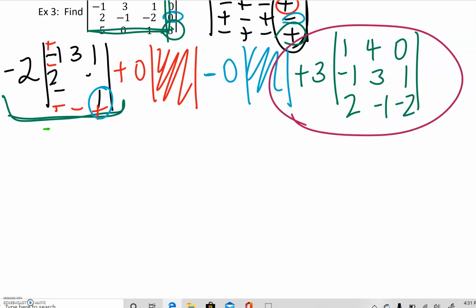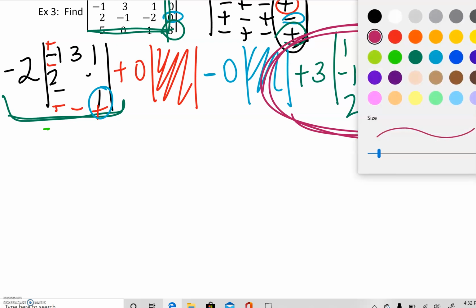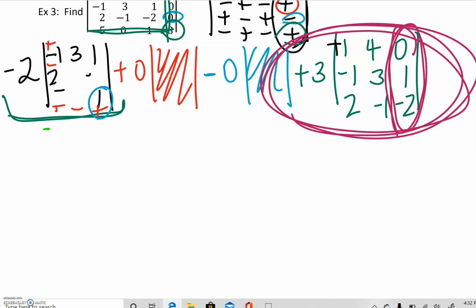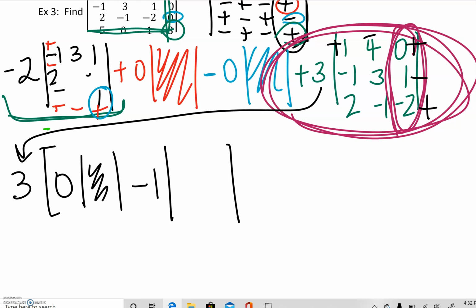All right, now focusing on this one. Choose any row or column. I am going to choose the last column, I believe. And going by the pattern from the previous page, start off with a plus, minus, and then plus. So I'm going to get the 3 that's already out here, 3, and then I'm going to start off with 0. Remember, it doesn't matter what comes after 0. Then I'm going to have a minus 1, and let's look at it.